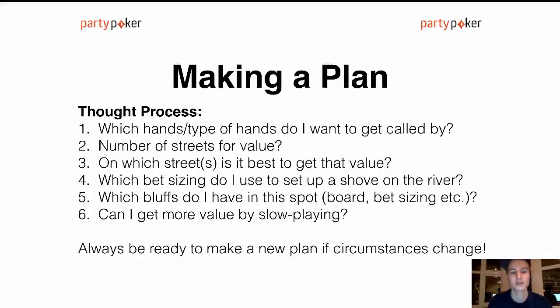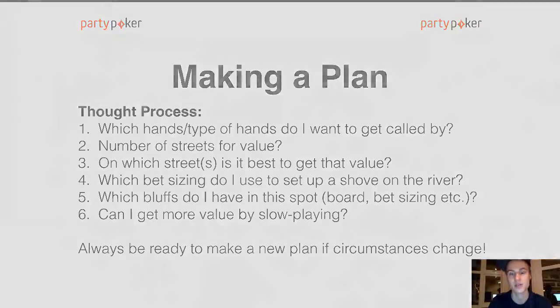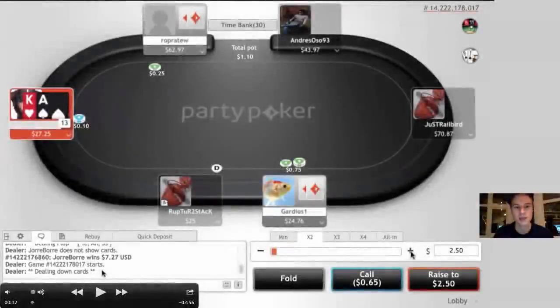Finally, I just want to make the point that you should always be ready to make a new plan if circumstances change. And these circumstances are usually either the card that comes on the turn or the river, or an unexpected action from your opponent, which changes your perception of his range. Now, let's look at an example.